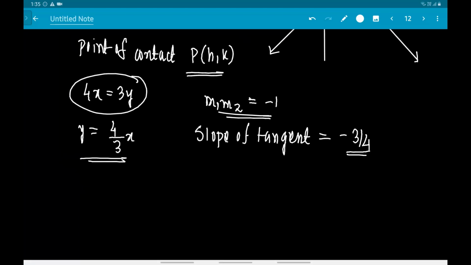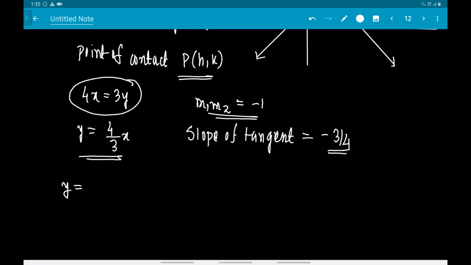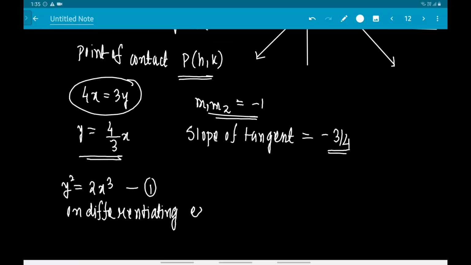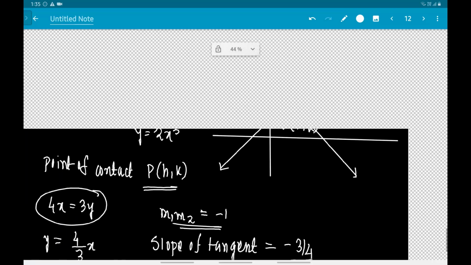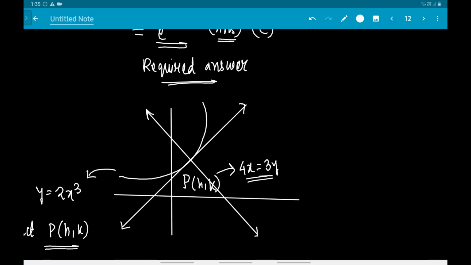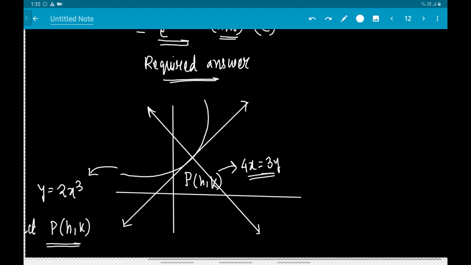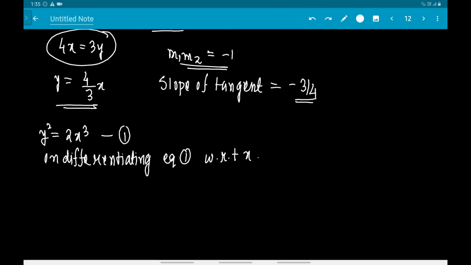Okay, now the curve that is given is y squared equal to 2x cubed. Suppose this is marked as equation 1. On differentiating equation 1 with respect to x, before doing this, you can see that the slope of the curve at this point P will be equal to the slope of the tangent at point P. That means we have found out the slope, and on differentiating we will get the slope of the curve at point P, that is h comma k. Then we will equate these two.